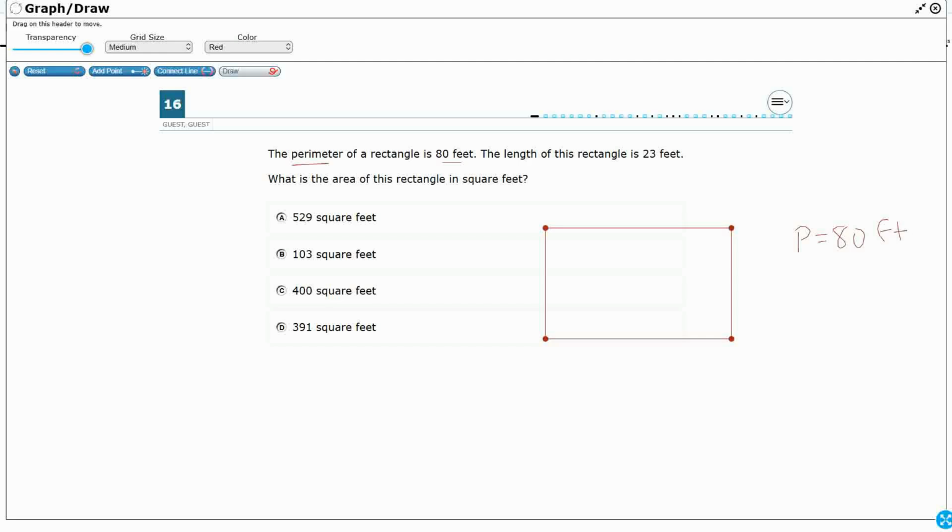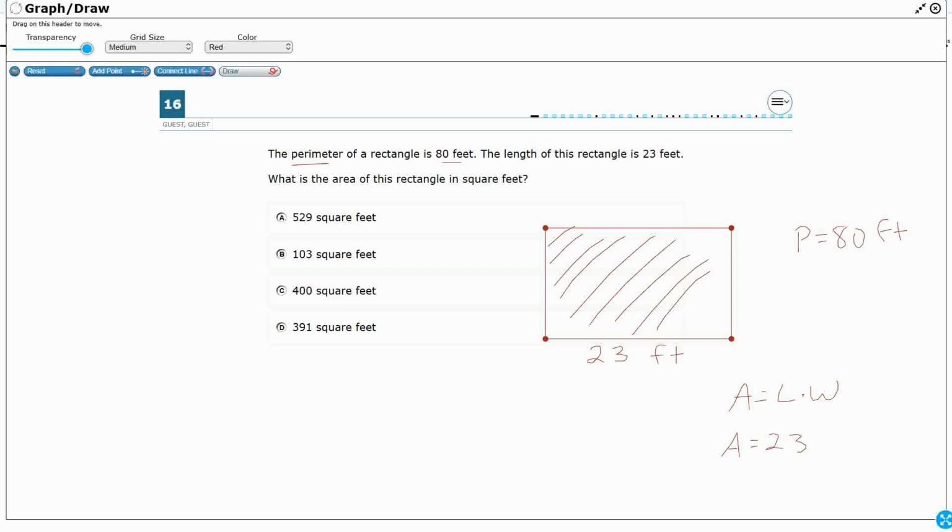Now, the length of this rectangle is 23 feet. So I'm just going to label this as my length, 23 feet. I'm supposed to use that to find the area. Remember, the area is the shaded part on the inside. Well, for area, I need length times width. I've got the length of 23. I don't have the width. But I have the perimeter, so I can figure this out.